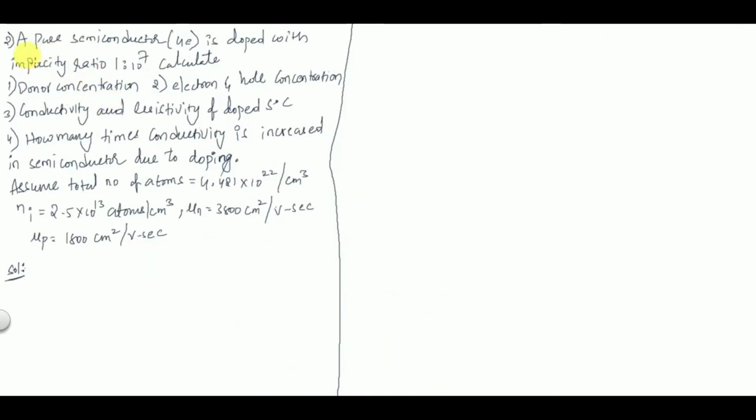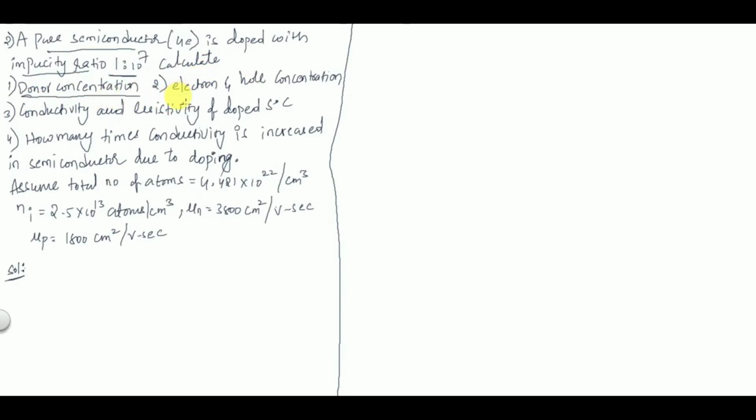Next we'll see one more problem on the same concept, that is basics of semiconductor and the doping concept. In this problem, a pure germanium semiconductor is doped with an impurity ratio of 1 to 10 to the power of 7, and we have to calculate the donor concentration. That means it has been doped with a donor impurity.